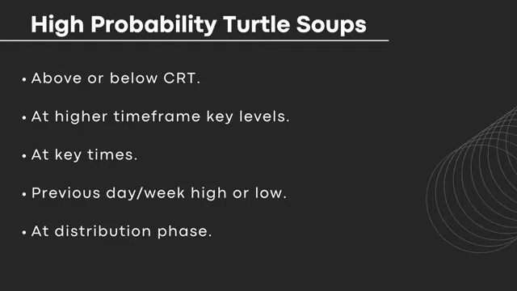So the first point is that the best turtle soups occur at CRT, above CRT or below CRT, right? Such turtle soups are always high probability because they occur at time ranges which are more objective than the rest of the ranges. Second, pretty cliche but really important: turtle soup occurs at higher time frame key levels, including lower time frame key levels, right? You can use them both.